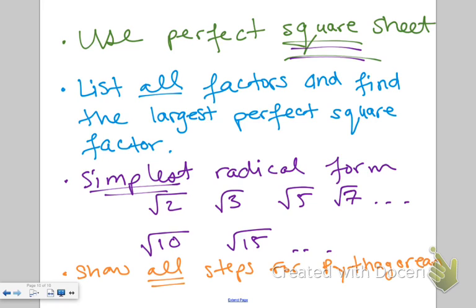And lastly, show all your steps for the Pythagorean theorem. Don't get lazy. Actually write out the formula. A squared plus b squared equals c squared, or leg squared plus leg squared equals our hypotenuse squared. Show every step that you're changing so that you don't make any errors, any silly mistakes. Show all of your thinking.